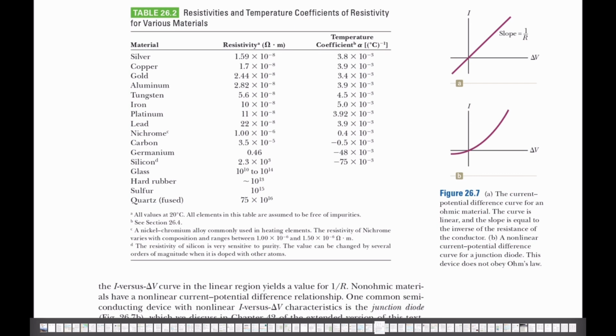So silver is a really good conductor, meaning its resistivity is really low. You can see 1.59 times 10 to the negative 8. Meanwhile, quartz has really high resistivity, 75 times 10 to the 16.